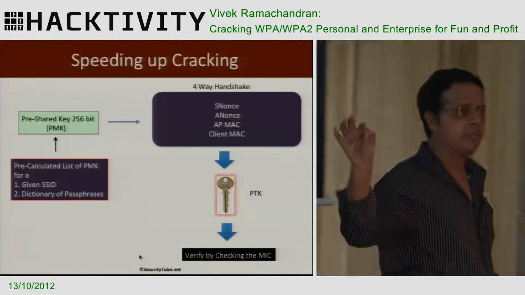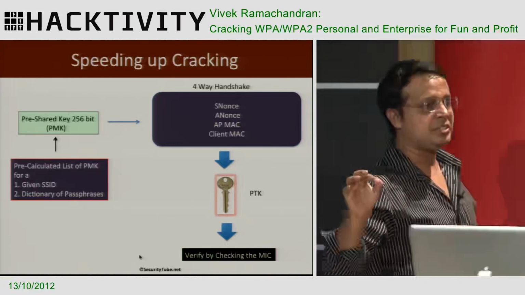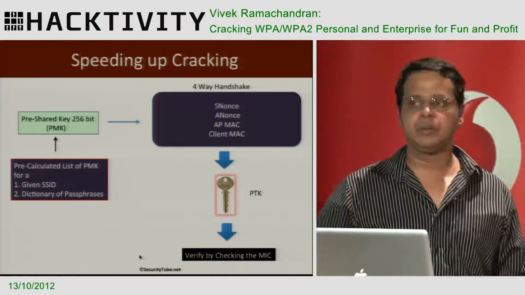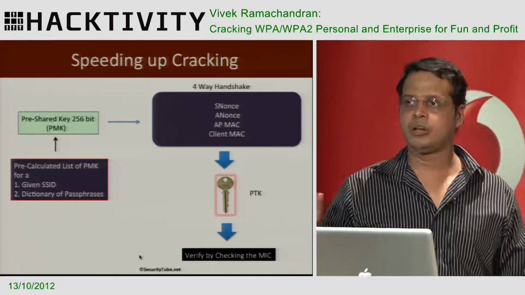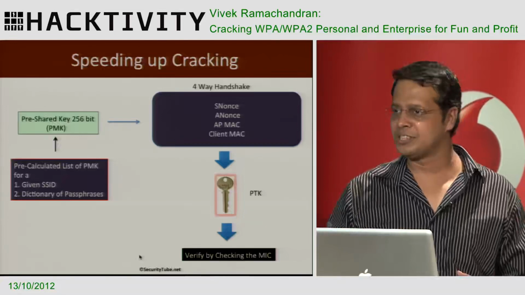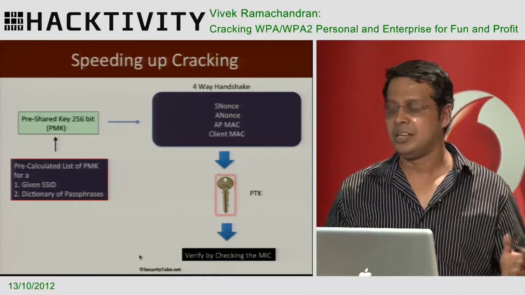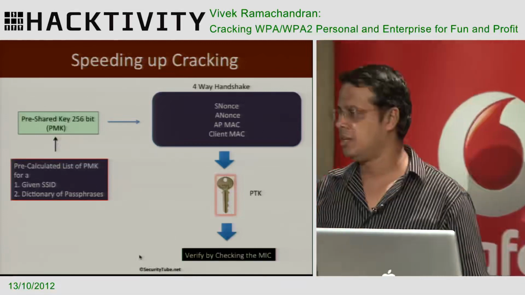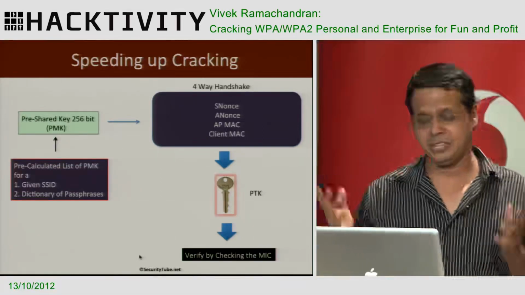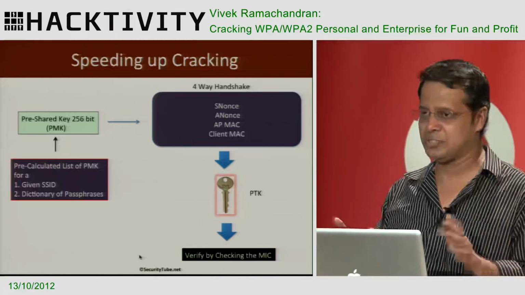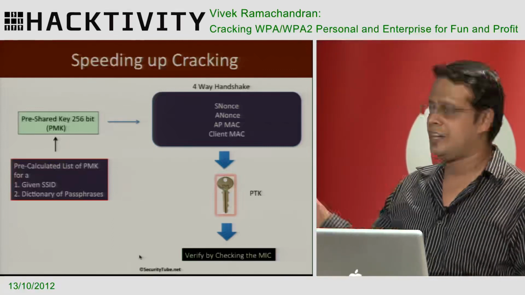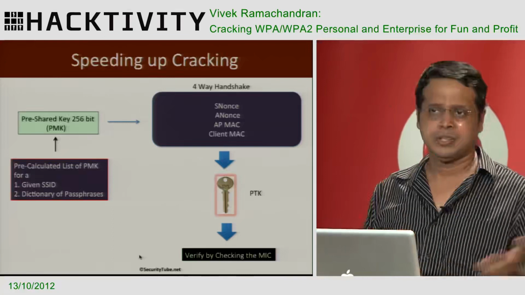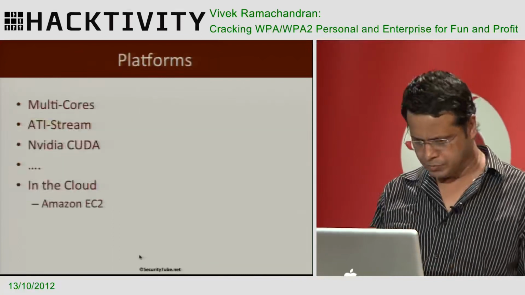Very, very important, PMKs are SSID dependent, right? So this is not like your rainbow tables which you create once for the whole lifetime. This is going to change per SSID. So when you do a pen test for a medium-sized enterprise, if they decide to do WPA personal, which they shouldn't, then you could just get the SSID, use the cloud and pre-compute.